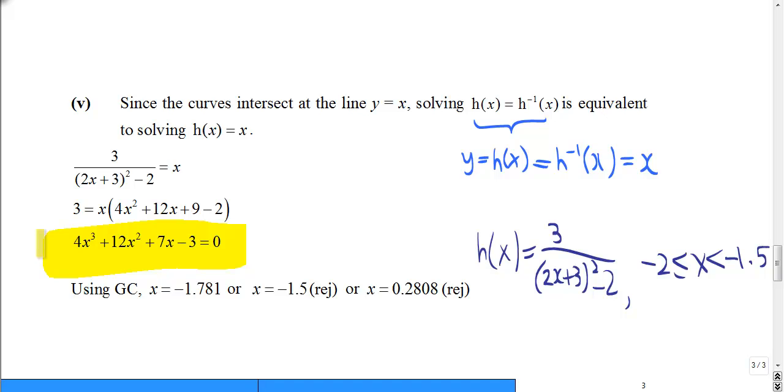So using GC, you will obtain 3 values of x. But then you realize that we rejected the other 2 x values. This is because when you look at the domain of x, x ranges from negative 2 to negative 1.5, but x does not include negative 1.5. Therefore, we know that x equals negative 1.781 only.